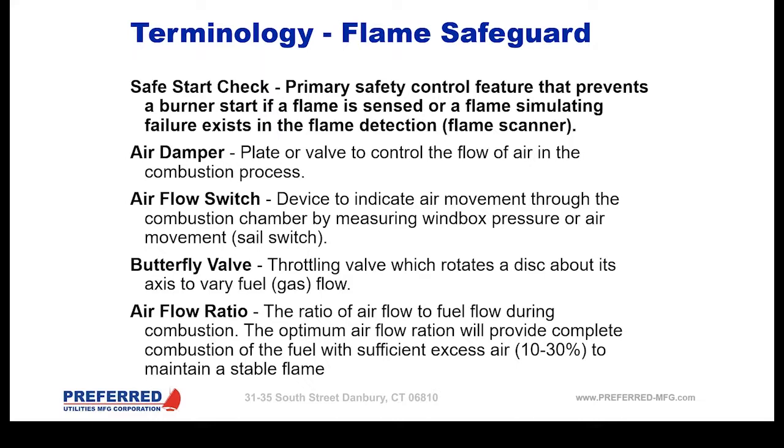Butterfly valve. This is usually a throttling valve which rotates the disc to vary the amount of gas flow, for instance. That's where this would be used. This would be modulated along with the air damper. Air-fuel ratio, that's what we're talking about. Regardless of whether it's linkage or we're using parallel positioning, we want to make sure that we get the air-fuel ratio as close to optimum as possible. Excess air, which a lot would consider 10 to 30%, is basically just we're spending a lot of fuel heating air. We're not getting the most efficient flame, and that's the reason we want to keep the air-fuel ratio as close to optimum as possible.